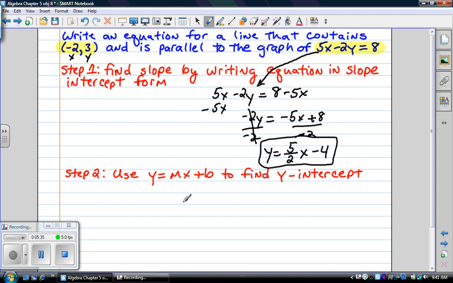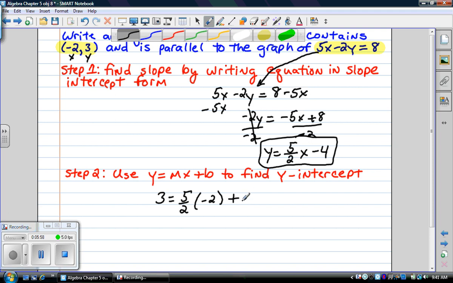So let's do that. I'm going to write my equation. Positive 3 for y is going to be equal to 5/2 times x, and x is going to be negative 2, minus 4, plus b, sorry. We're going to solve this equation for b to get the new y-intercept. The new y-intercept will be the y-intercept for a line that is parallel to this line but contains this point. So I'm going to solve for b.